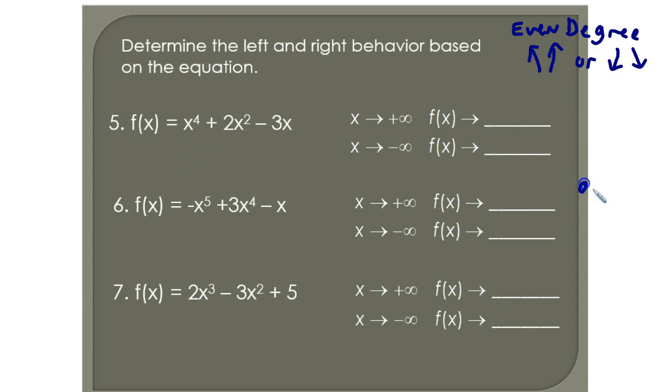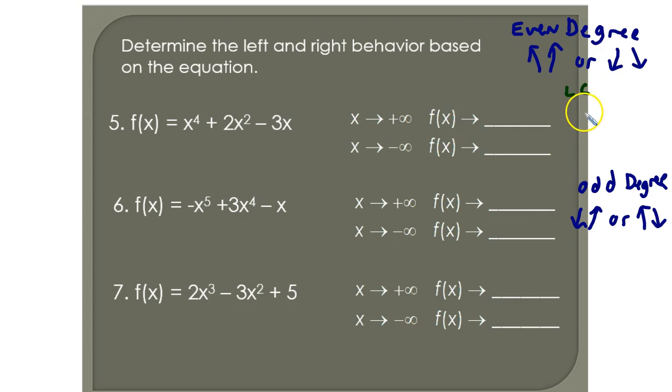When we have an odd degree function, which means that the biggest exponent is odd, one of the ends is going to be up and the other is going to be down. Now, once we look at the degree and say both are up or both are down, how do we know which? What we go to next after we look at the degree is the leading coefficient.